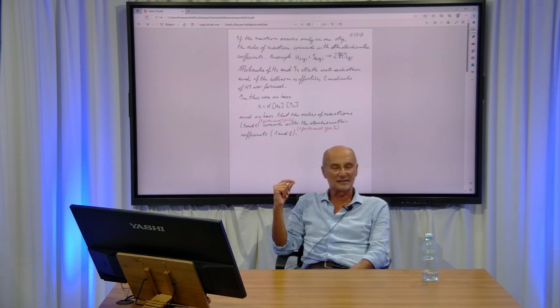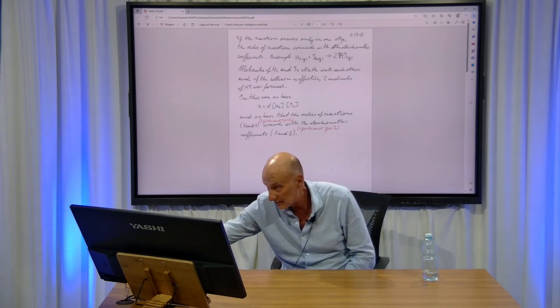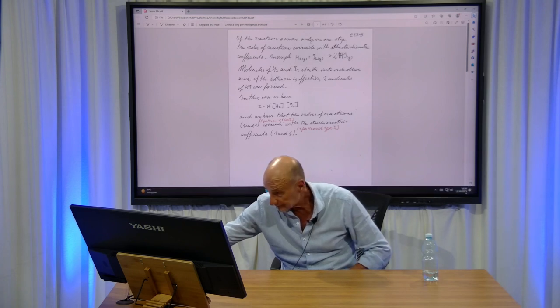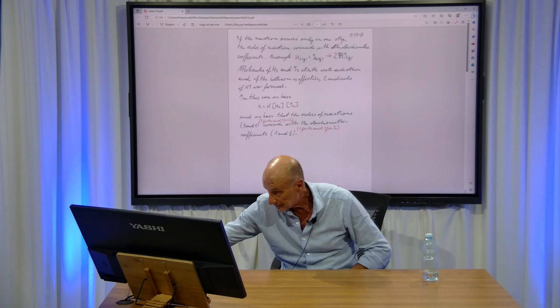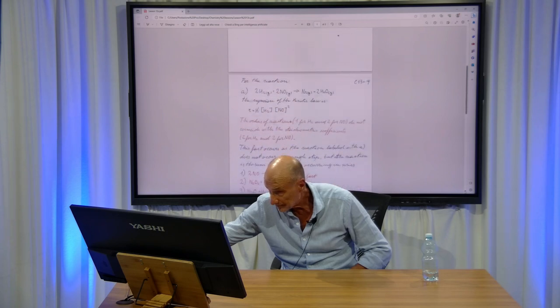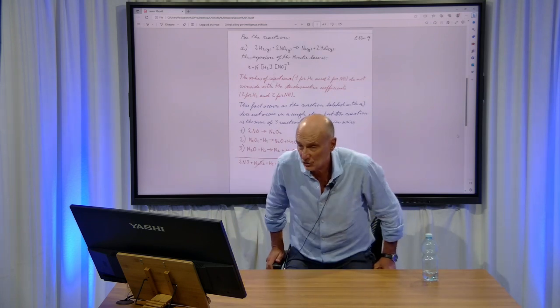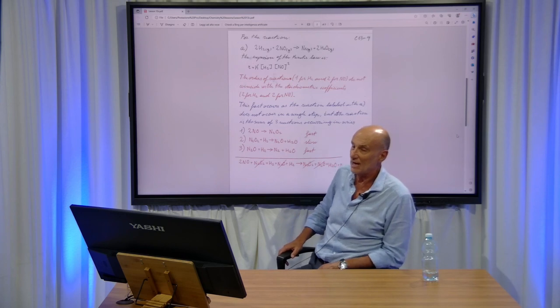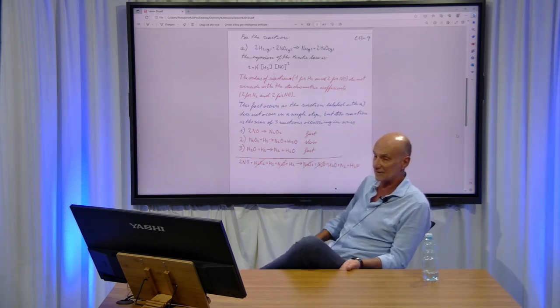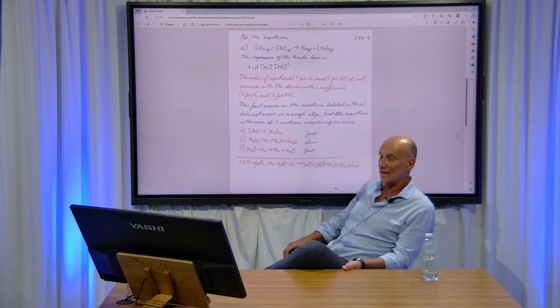If this does not occur, namely, the reaction is not fulfilled in one single step, well, the situation becomes different, and the kinetic order does not coincide with the stoichiometric coefficient. As an example, look at this. We have the reaction in which two molecules of hydrogen react with two molecules of nitrogen oxide to give one molecule of nitrogen, always gaseous, and two molecules of water.